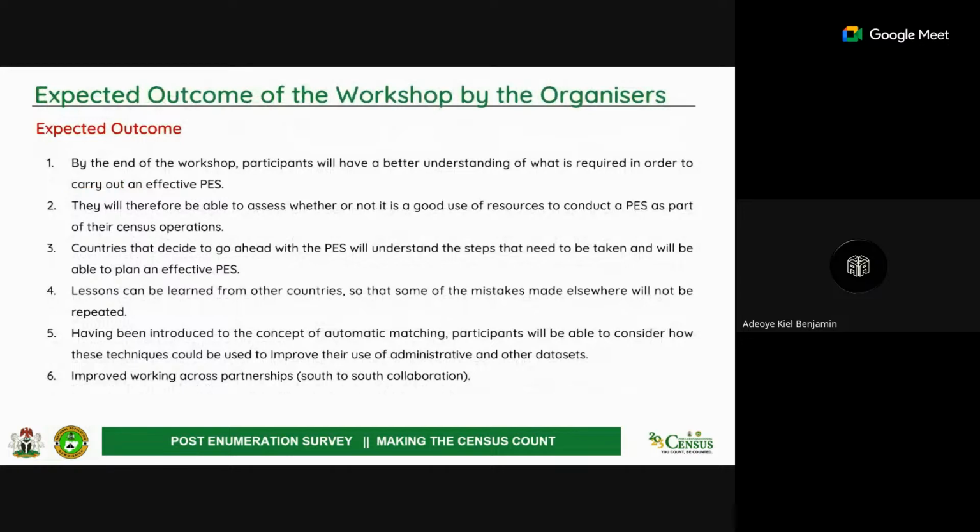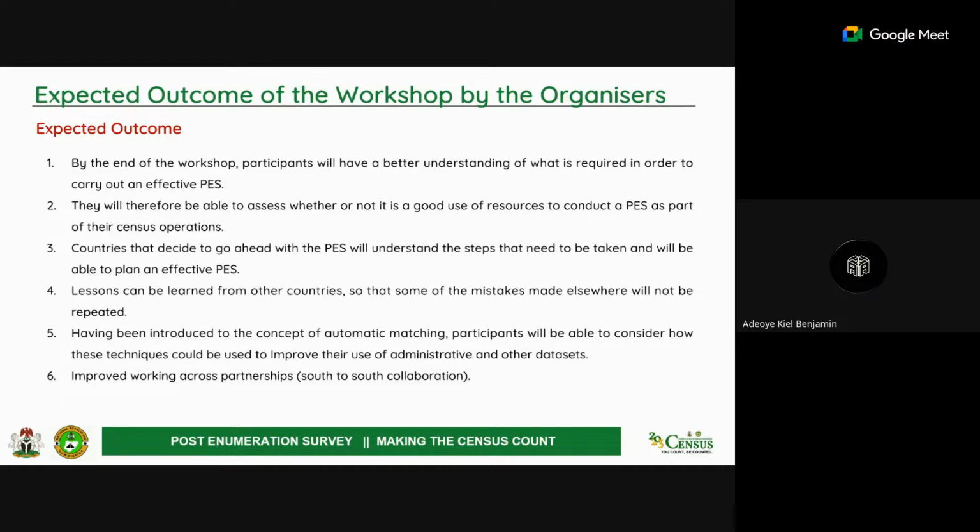So the expected outcomes of the workshop from the organizers are also in their concept notes. That is what they expect, that every participant at the end of the workshop will have a better understanding of what is required in order to carry out an effective PS. Effective, not just carry out a PS. We will be carrying out PS in Nigeria. Was it effective? Was it used? The keyword there is how effective, so that we will be able to assess whether or not it is a good use of resources to conduct a PS as part of the census operations.